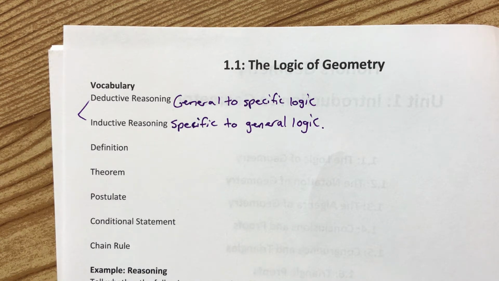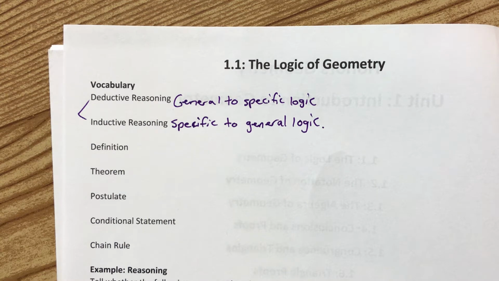Inductive reasoning happens more often when we're doing science. I am performing an experiment and I'm going to draw a conclusion from that experiment. So if you decide to flip a coin 100 times and it comes up heads 50 times and tails 50 times, then you can say, I believe that if I flip a coin, I'll get heads 50% of the time and tails 50% of the time. So you're using inductive reasoning to make that conclusion.